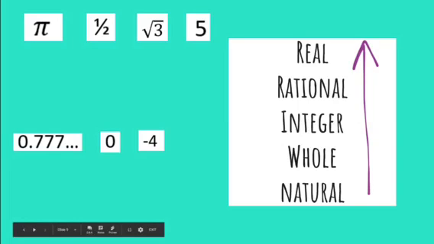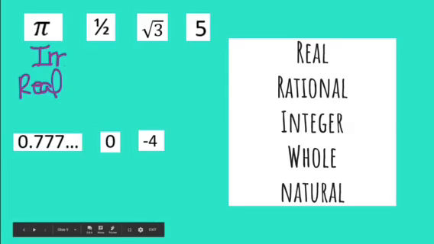So pi. Oh, right away, that's irrational. Irrational is not on this list because it is off by itself. If it's irrational, it is only irrational and real.